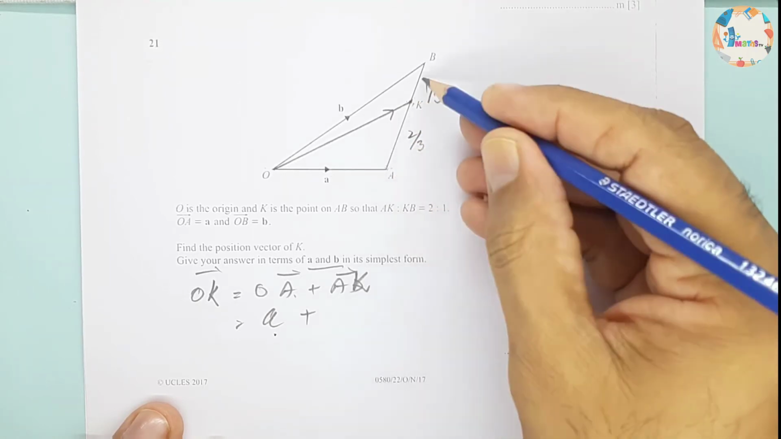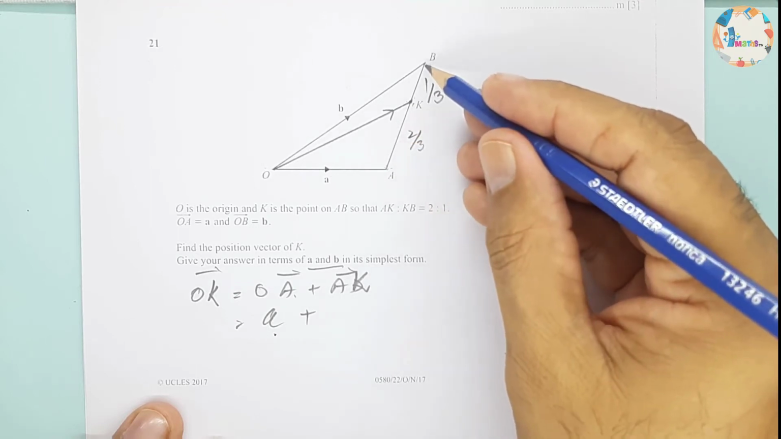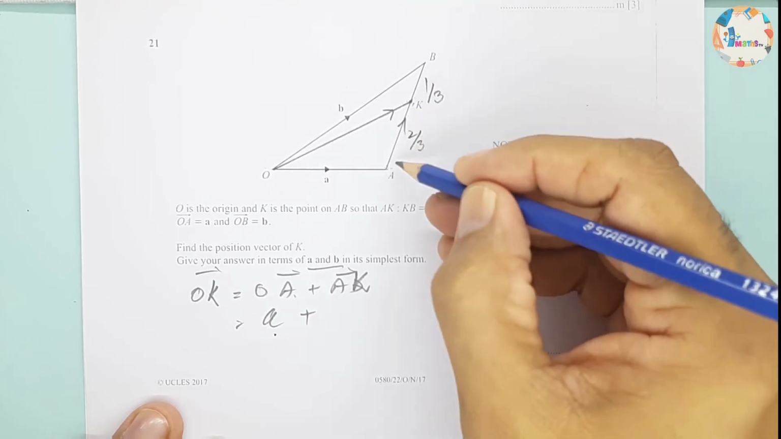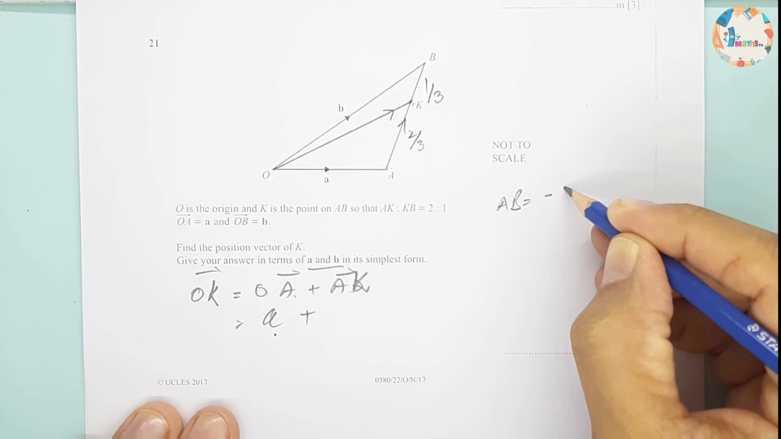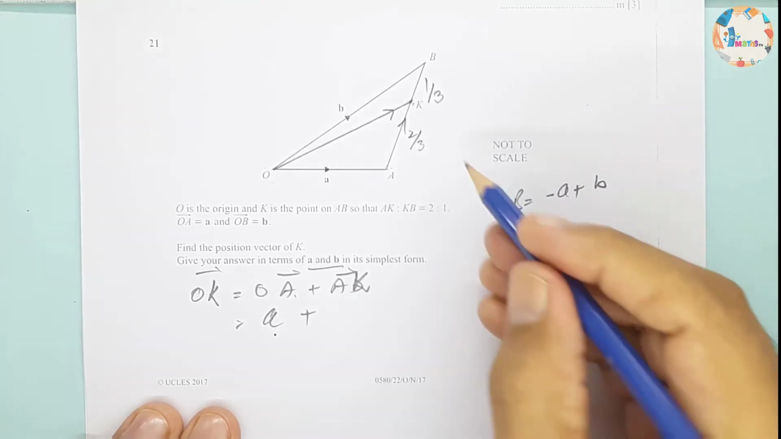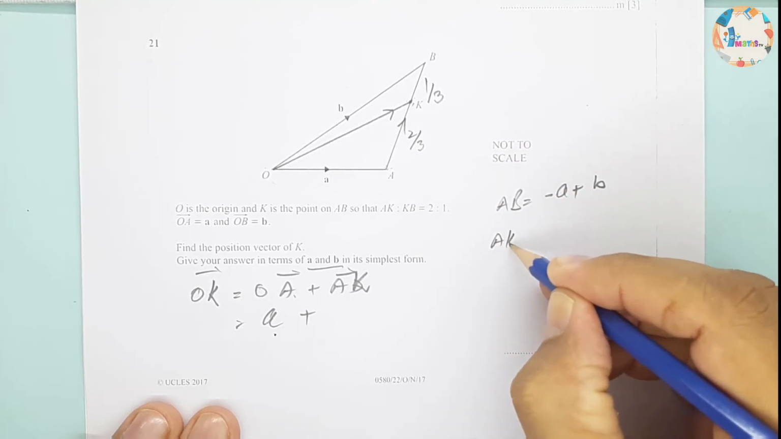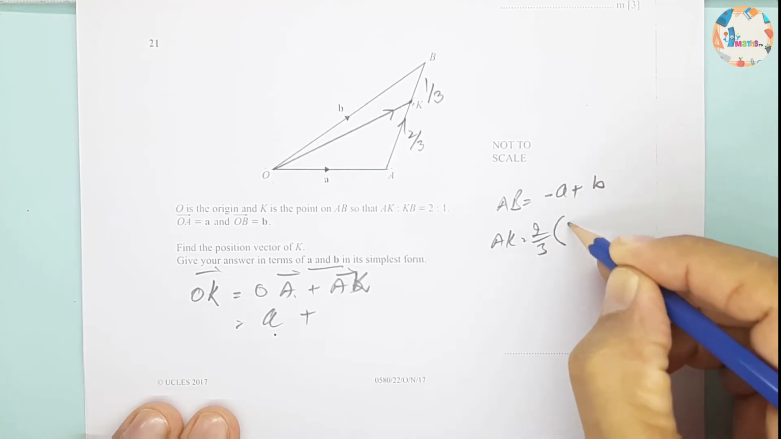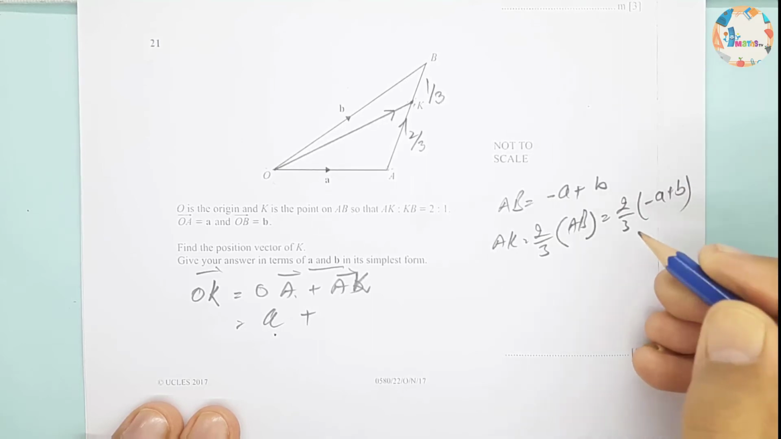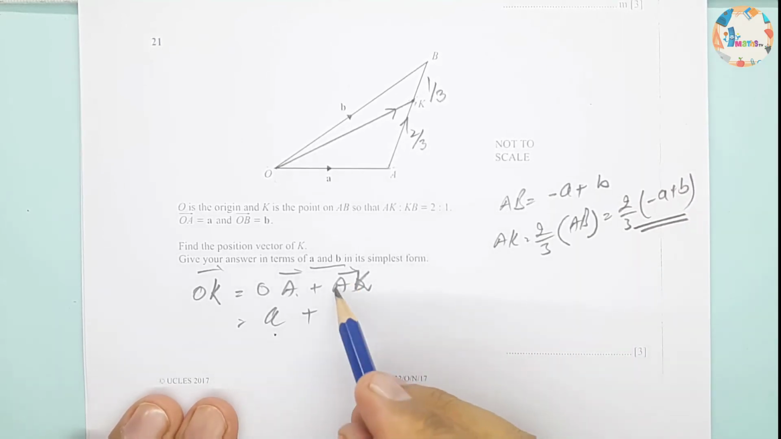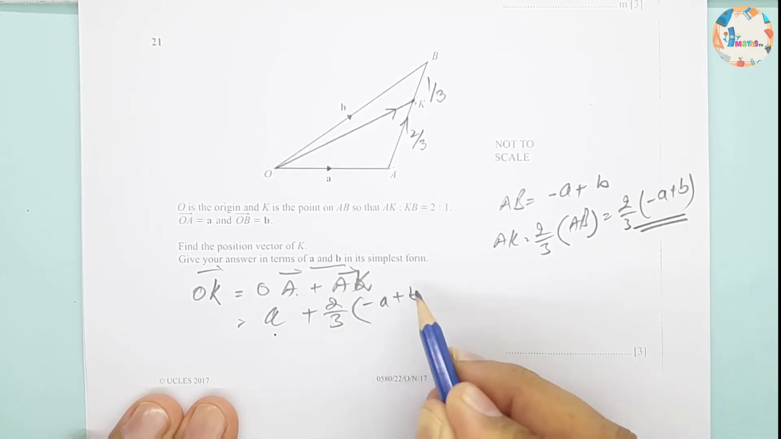To find AK, we don't have AB basically. First we have to find AB. AB will be minus A plus B. So we can write AB is equal to minus A plus B. And AK is 2/3 of AB. We can write AK is equal to 2/3 of AB, which is equal to 2/3 of minus A plus B. Now this value we can replace over here, and we will write 2/3 of minus A plus B.